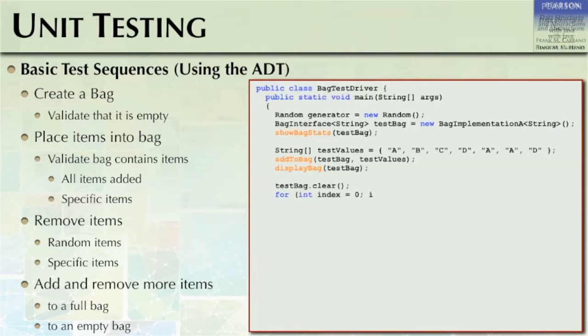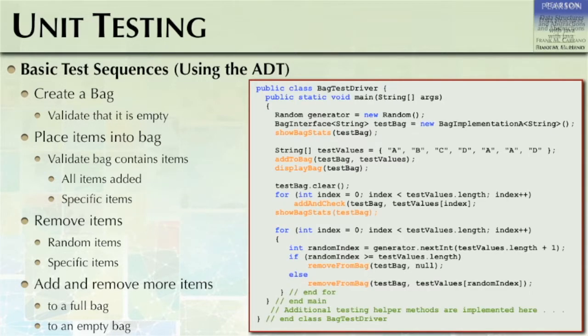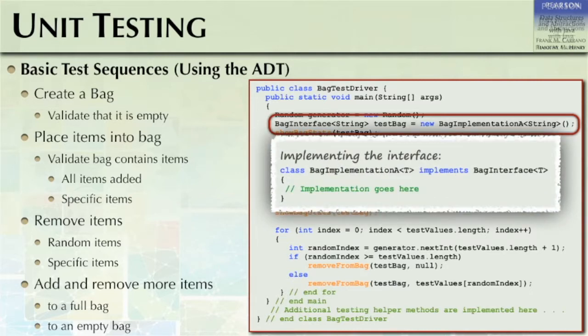Looking in detail at the main method, we step through a series of tests that use the helper methods to manipulate and validate the bag. Here we instantiate our bag. Since we are performing black box testing, we are only interested in the interface's functionality, so our test bag is of type bag interface. We cannot instantiate an interface, so we instantiate an object from a class that implements the interface, the class we want to test.